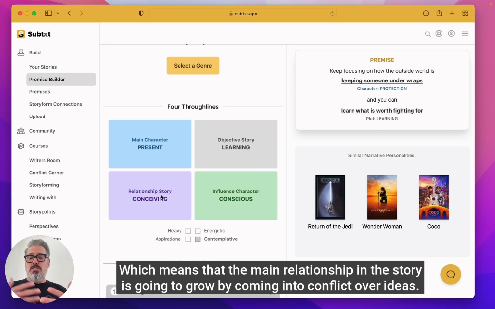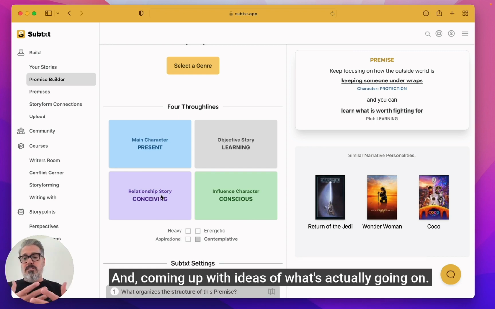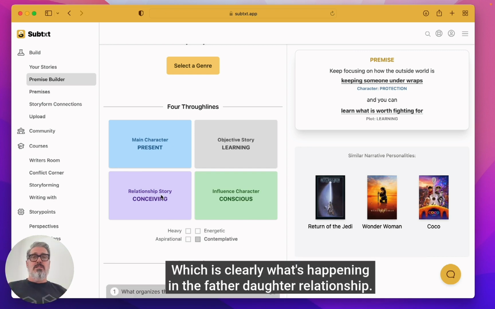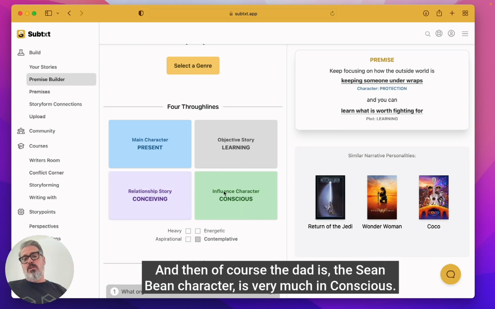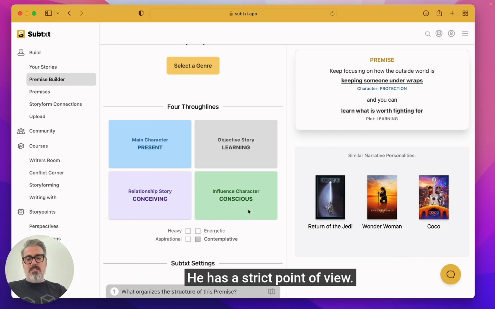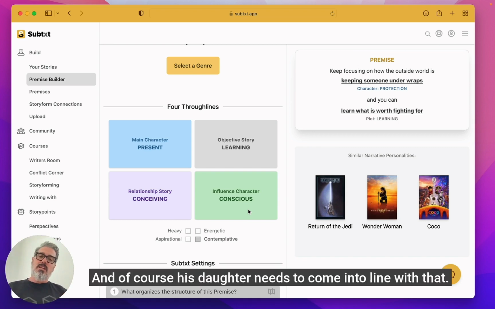And then the relationship is going to be something here in, right now it's in conceiving, which means that the main relationship in the story is going to grow by coming into conflict over ideas and coming up with ideas of what's actually going on, which is clearly what's happening in the father-daughter relationship. And then, of course, the dad is the Sean Bean character, is very much unconscious. He has a strict point of view. He has an attitude towards what's right and what's wrong. And of course, his daughter needs to come into line with that.